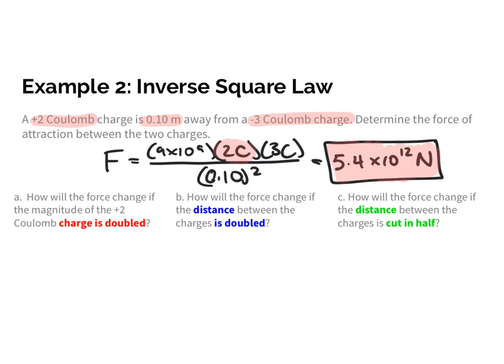Okay, so we're going to plug this same thing into our calculators, and we're just going to change that 2 to a 4. What you should get is about 1.08 times 10 to the 13th. I rewrote this for you guys. Same thing as saying 10.8 times 10 to the 12th.